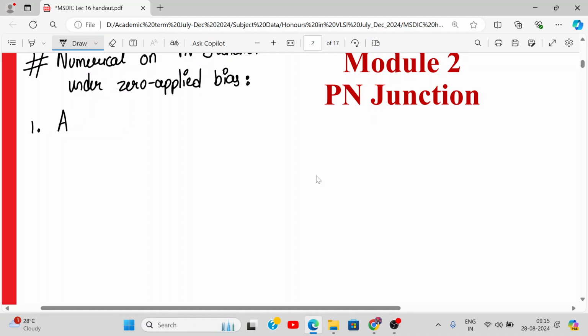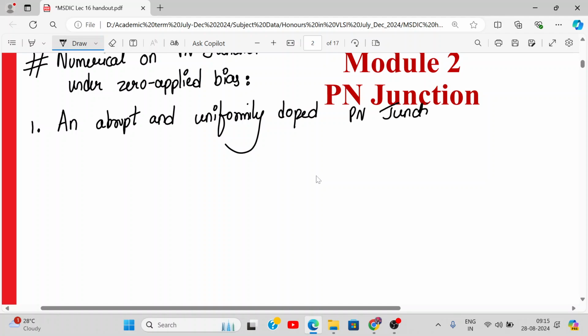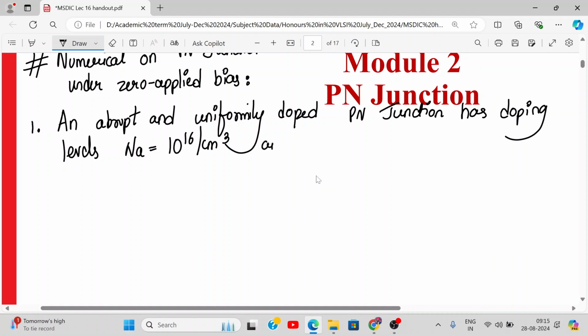Number one, an abrupt and uniformly doped PN junction has doping levels Na equal to 10 raised to 16 per centimeter cube and Nd equal to 10 raised to 15 per centimeter cube at 300 Kelvin.